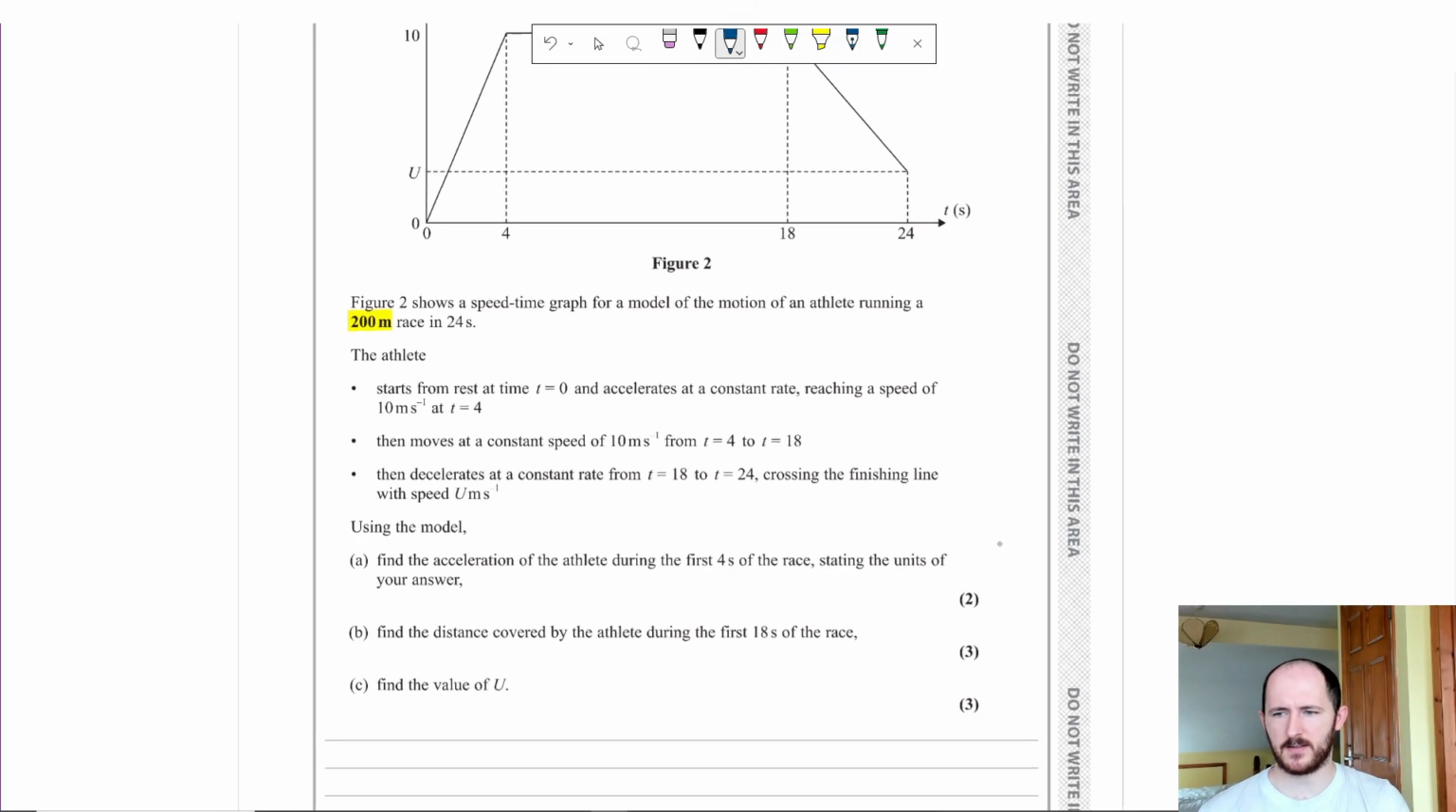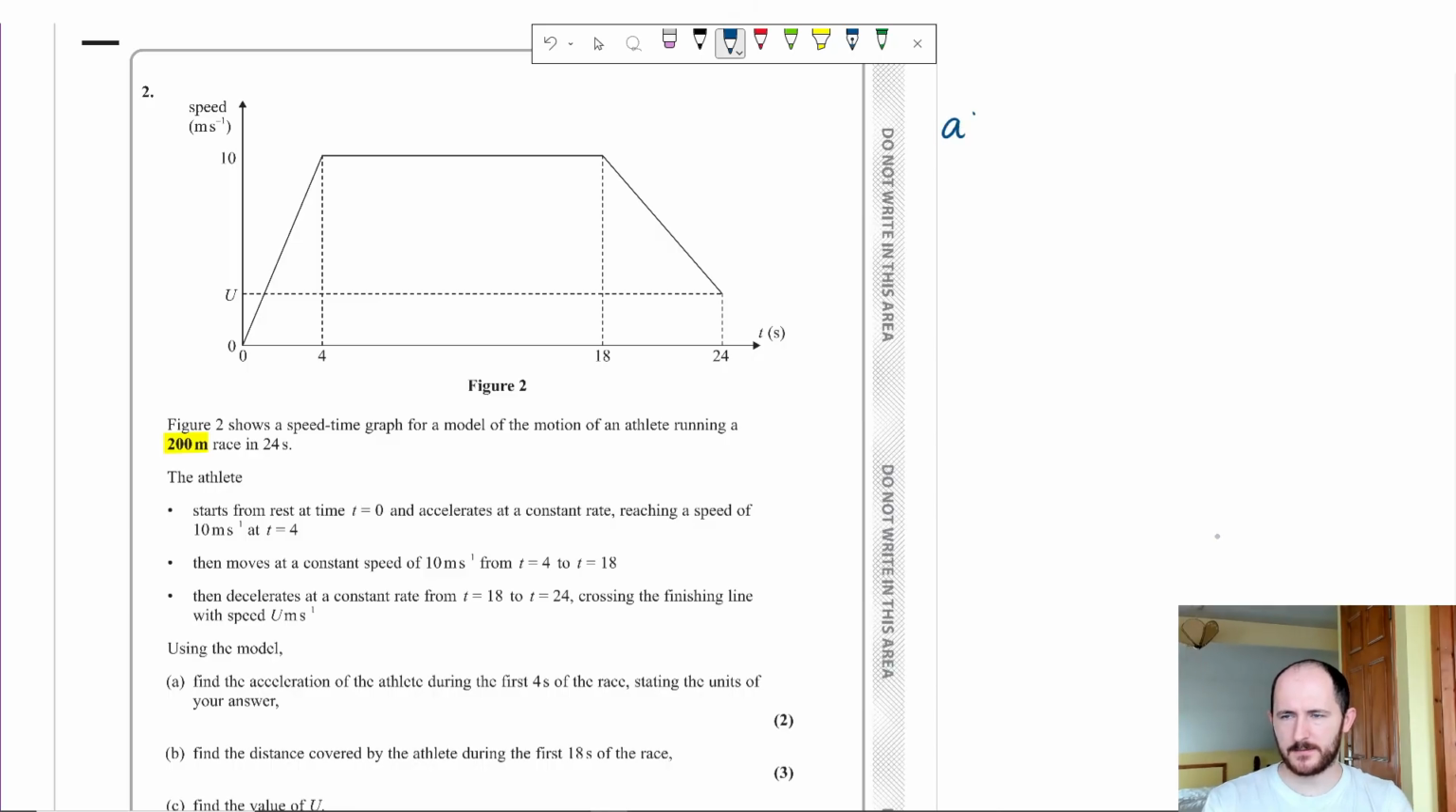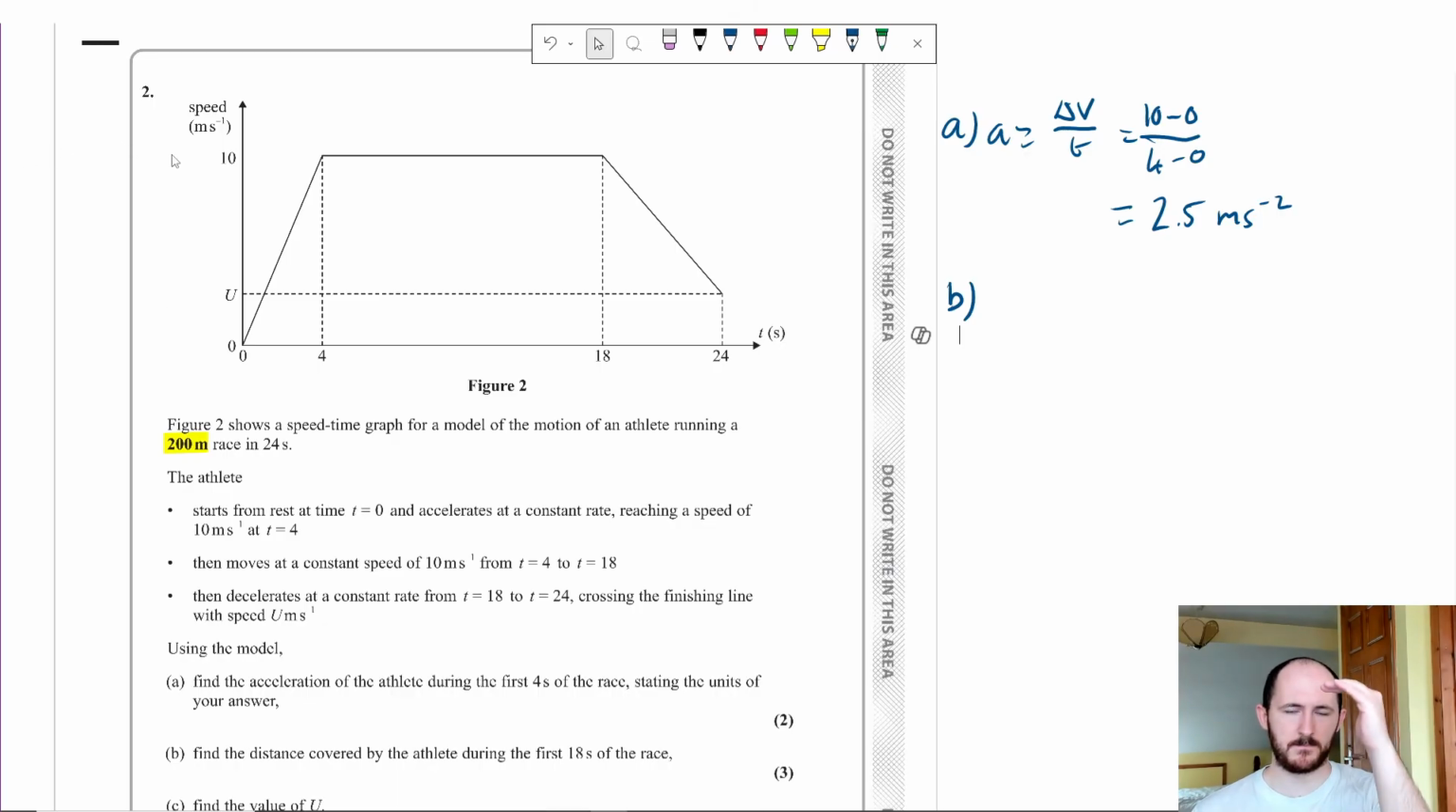Using the model, find the acceleration of the athlete during the first 4 seconds of the race, stating the units. So, for part A, in a speed time graph, the gradient of the line is equal to the acceleration. So we're literally just doing change in v over t. So it's 10 minus 0 because we end up at 10 meters per second, but we start off at 0, over the difference in the time, so that's 4 minus 0. So that's just 10 over 4, which is 2.5, and the units are meters per second squared for acceleration.